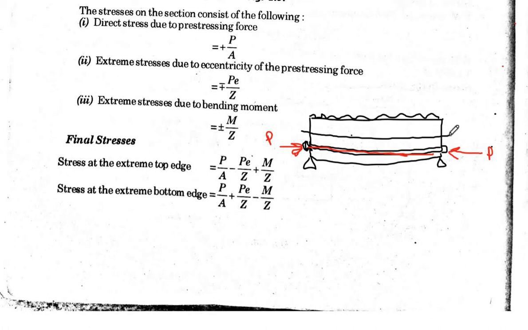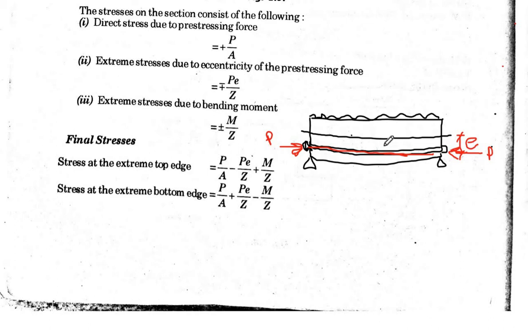So this is your CG, and this distance from the CG to the tendon is called the eccentricity, E. Now the basic principle is the stresses on this section. This is a simply supported beam with a UDL given here, and our tendon is placed somewhere at the bottom, below the CG, which is known as the tendon being placed at an eccentricity.